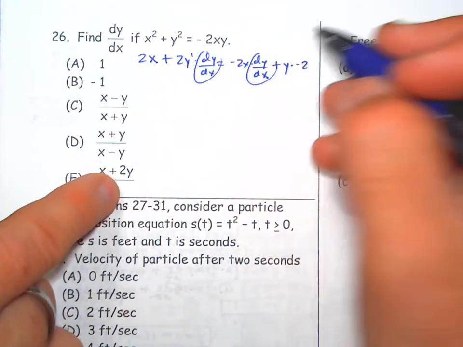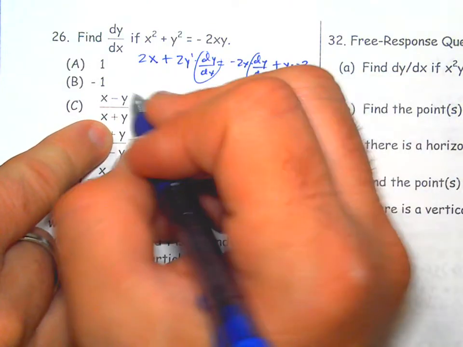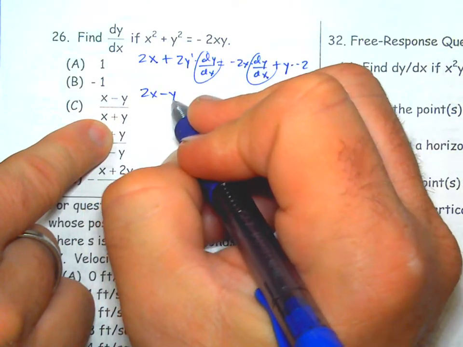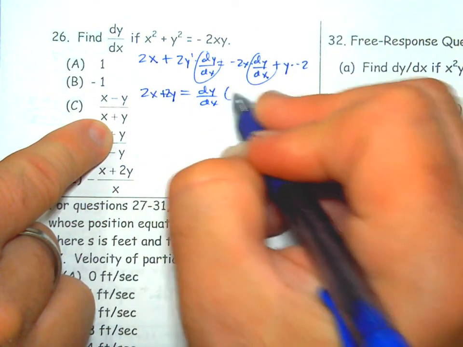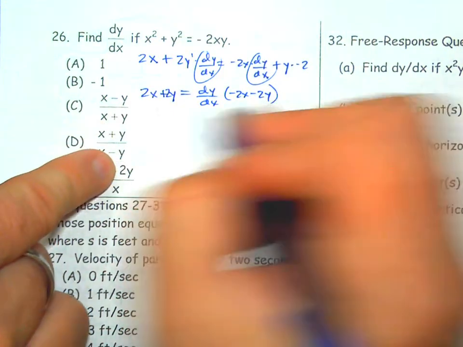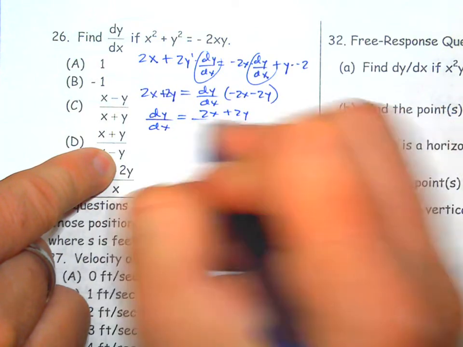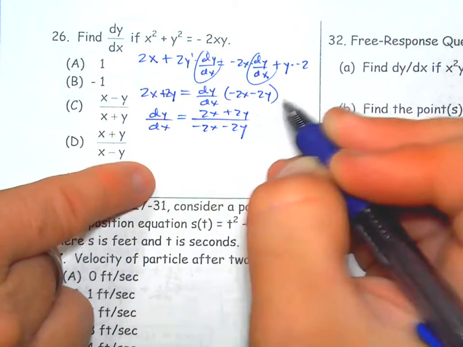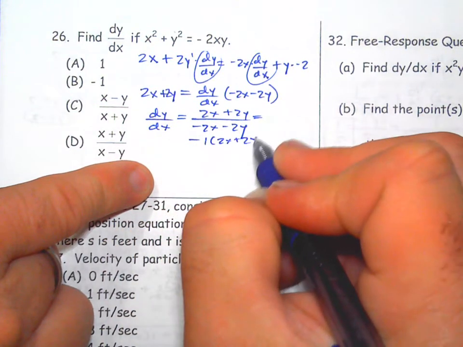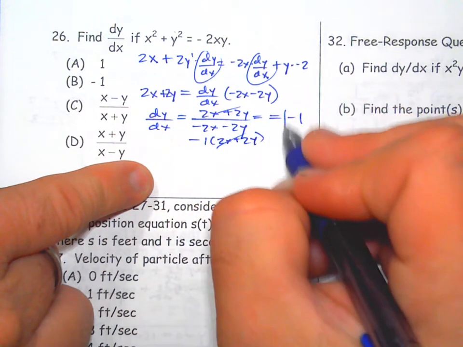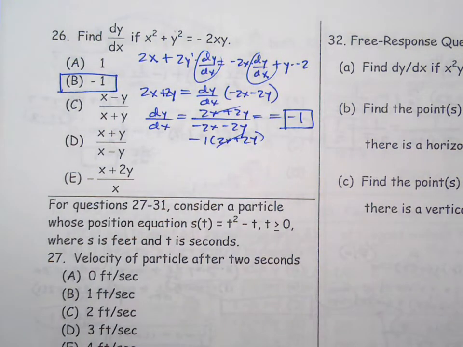This is what you want. You want dy dx. So I think we're going to try and get it by itself. So I'm going to do 2x minus y plus 2y equals dy dx times negative 2x minus 2y. So dy dx equals 2x plus 2y over negative 2x minus 2y. Oh, this is interesting. We take a negative 1 out of that, and look what happens. The answer is negative 1. Wow. No, I didn't expect that. All right.